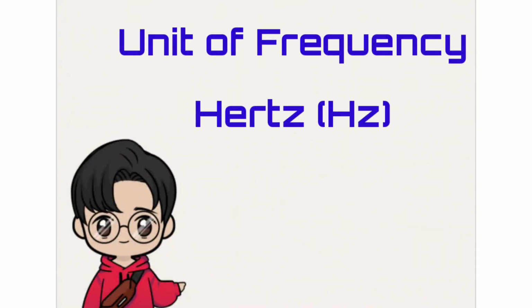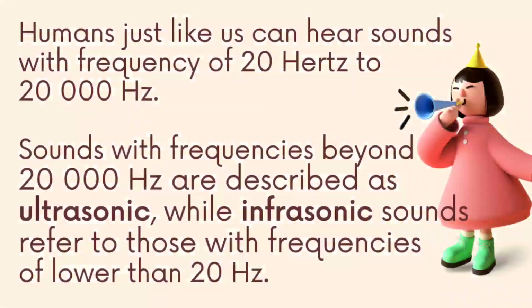The unit used to measure frequency is hertz. Humans, just like us, can hear sounds with frequency of 20 Hz to 20,000 Hz. Sounds with frequencies beyond 20,000 Hz are described as ultrasonic sound, while infrasonic sounds are the ones with frequencies lower than 20 Hz. Dogs, cats, and bats are some of the animals that can hear sounds that range from 45 Hz to 120,000 Hz.